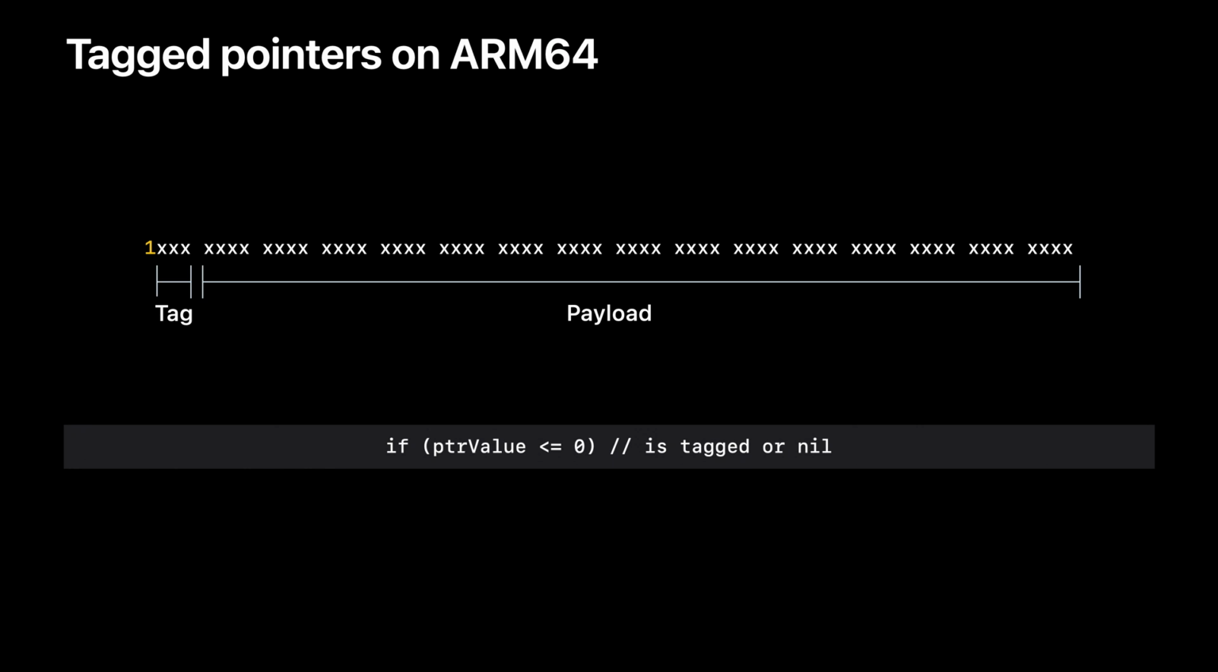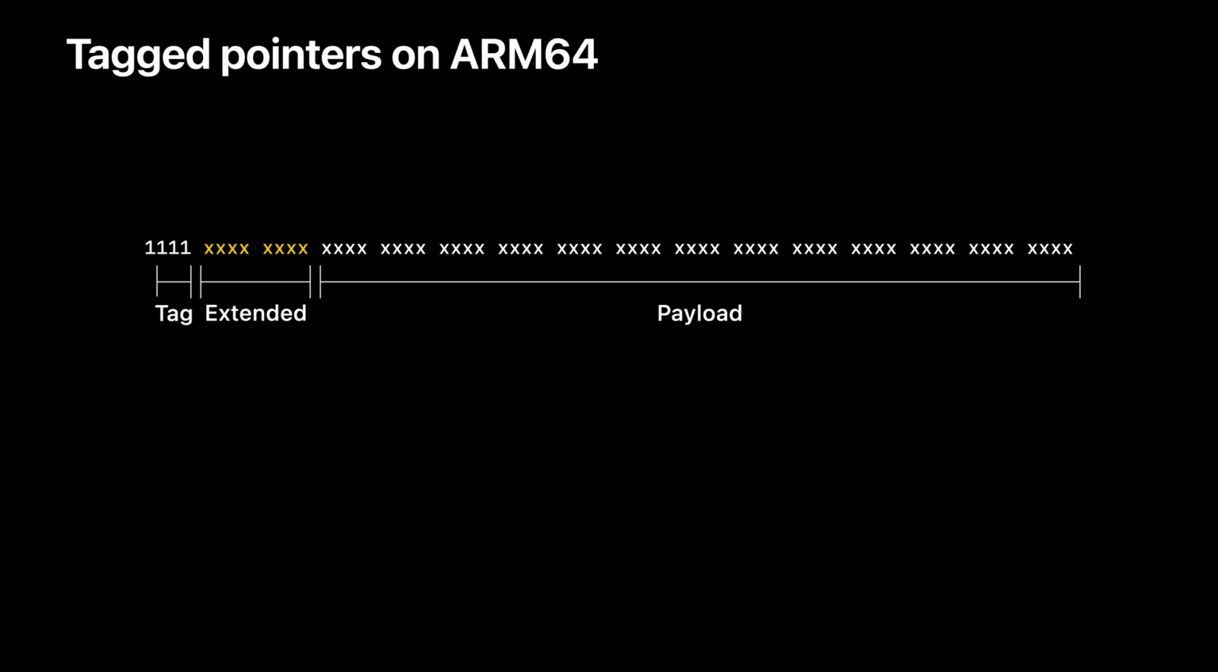and this saves a conditional branch for the common case in message send, compared to checking for nil and tag pointers separately. Just like in Intel, we have a special case for tag 7, where the next 8 bits are used as an extended tag, and then the remaining bits are used for the payload. Or that was actually the old format used in iOS 13.